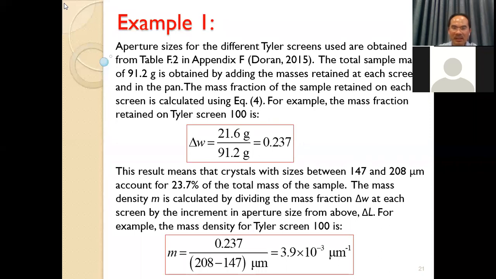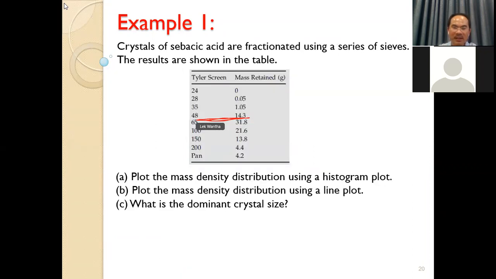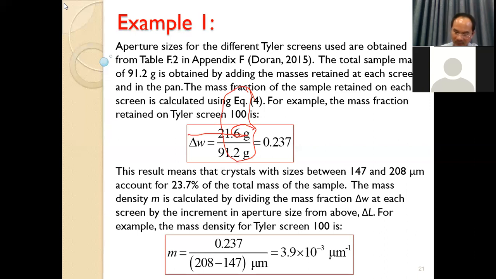For example, let's calculate delta W for the Tyler screen number 100. Look at 100: the mass of crystal accumulated on screen number 100 is 21.6. And what is the total? You sum all of these up to get the total. You get delta W equal to 7.237, or you can calculate it as about 23.7%.